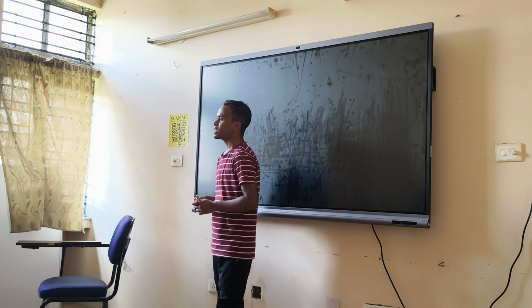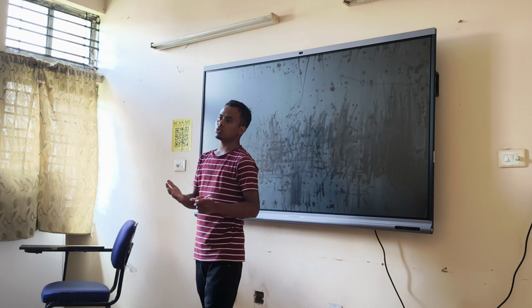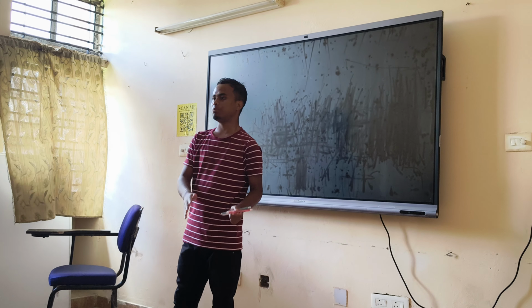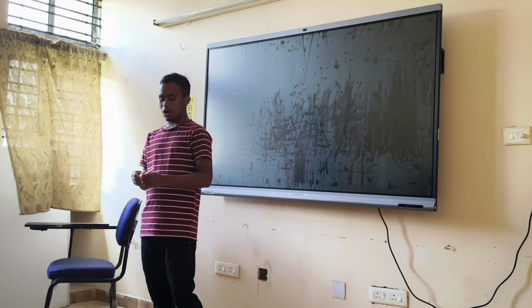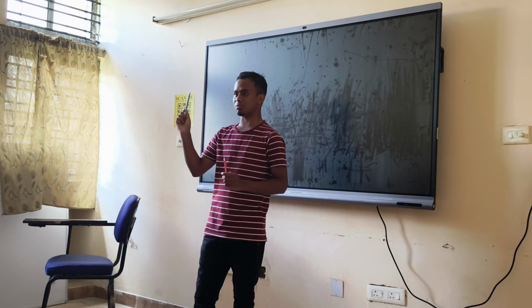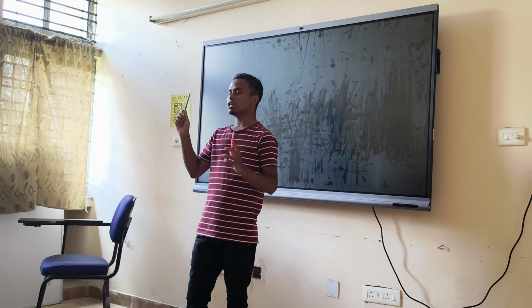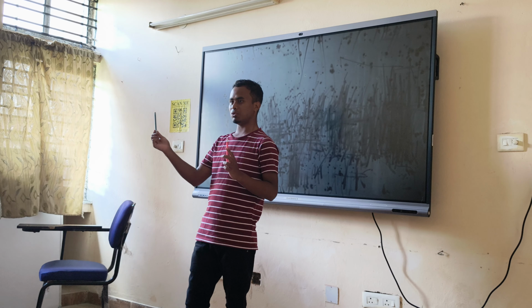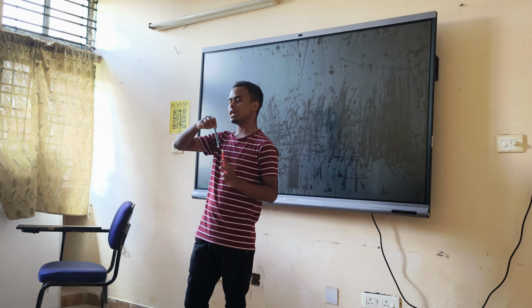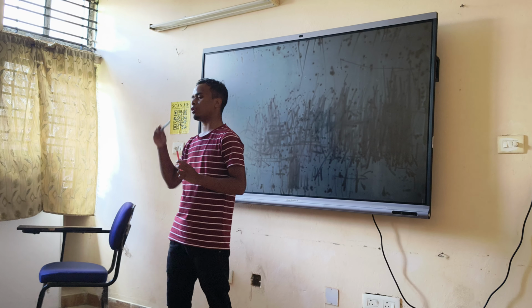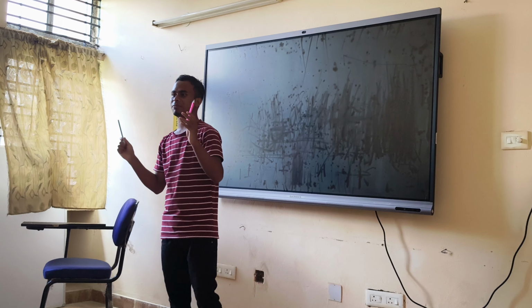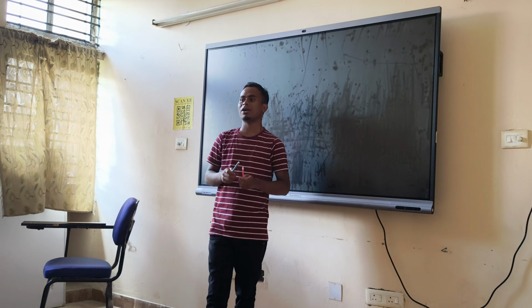Okay, very good. And acid also turns blue litmus paper into red. Suppose this is blue litmus paper and this is an acid. If I dip this blue litmus paper into an acid, then the color will change from blue to red. I hope you understand.